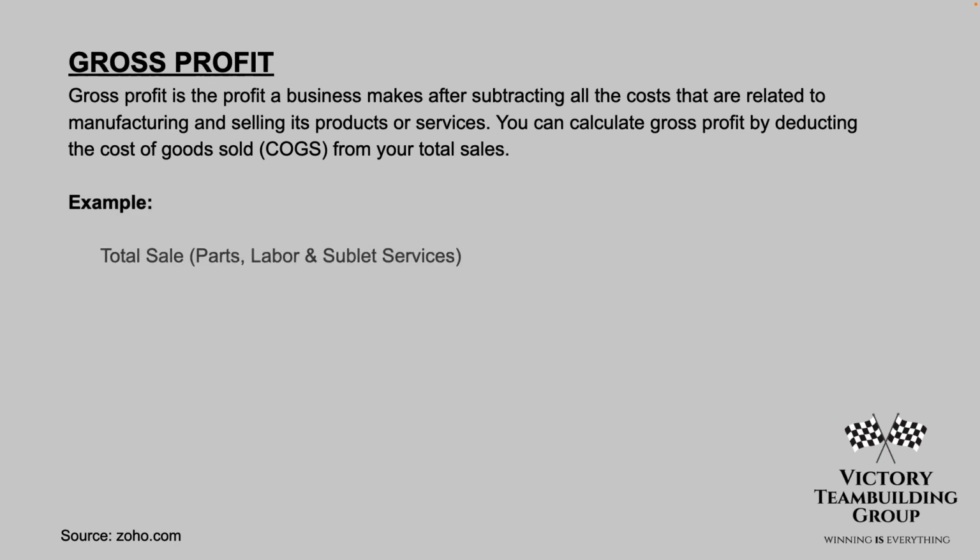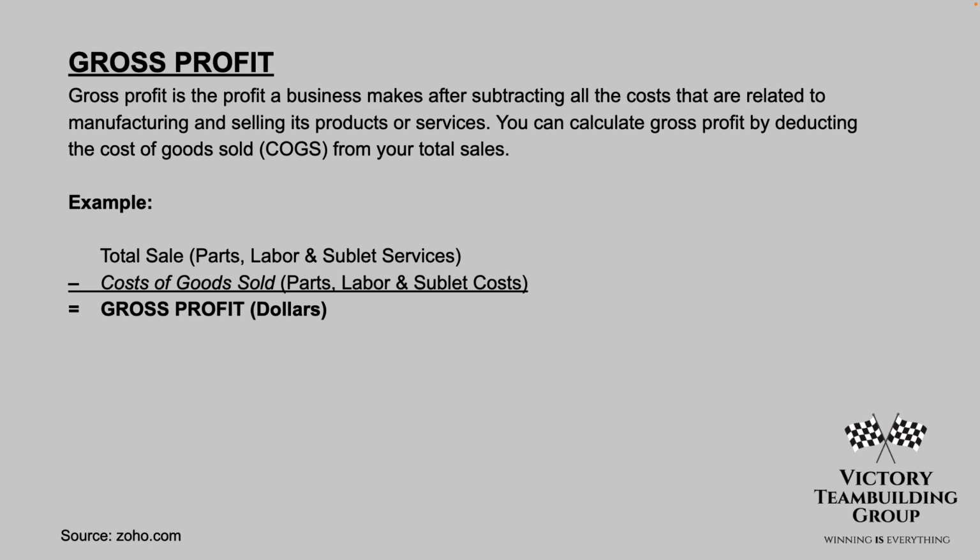So gross profit, for example, is you got your total sale. The total sale of parts, labor, and sublet services minus your cost of goods sold. In auto repair, that's your parts, labor, and sublet. So you have your sale of your parts, labor, and sublet minus your costs of parts, labor, and sublet. And that gives you your gross profit dollars. And I say dollars because I'm going to explain another term in a little bit, about the difference between gross profit dollars and gross profit margin.